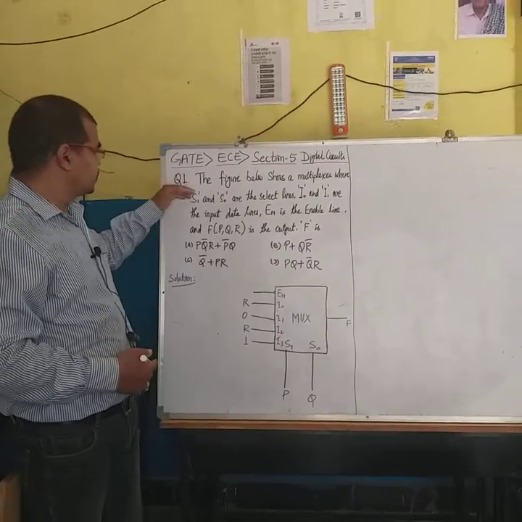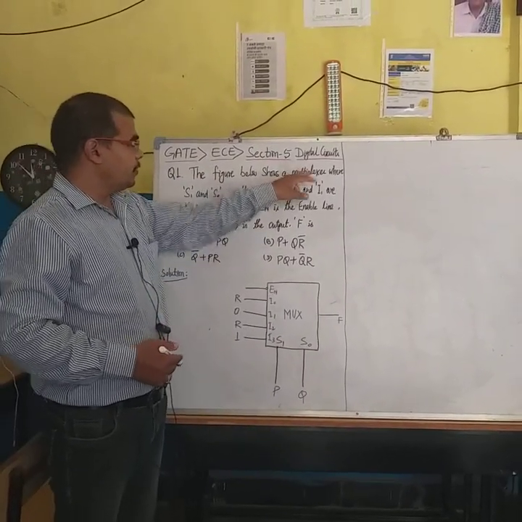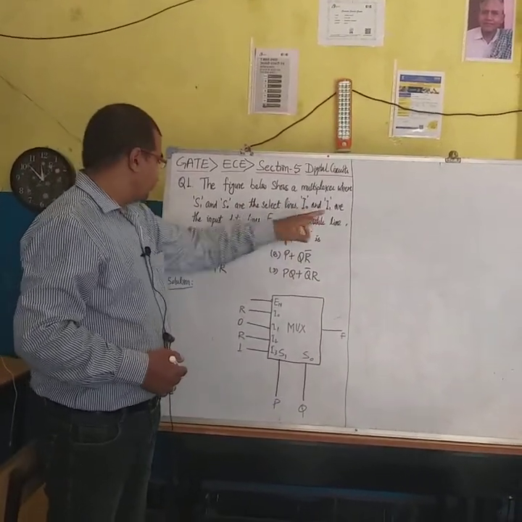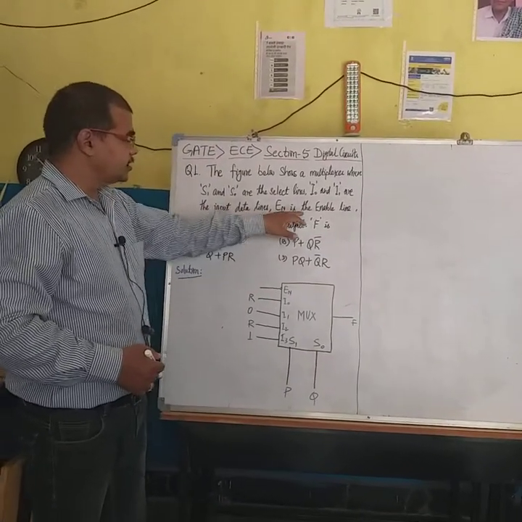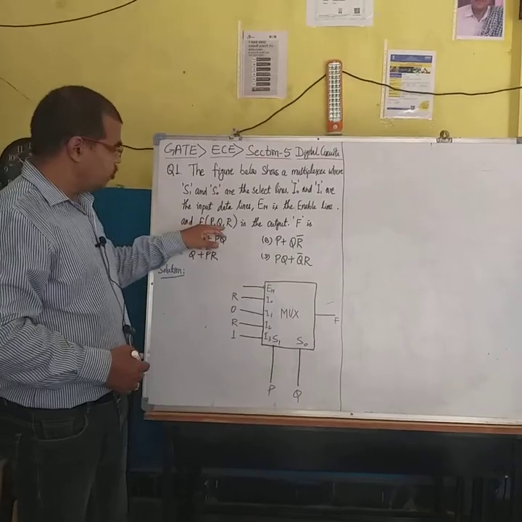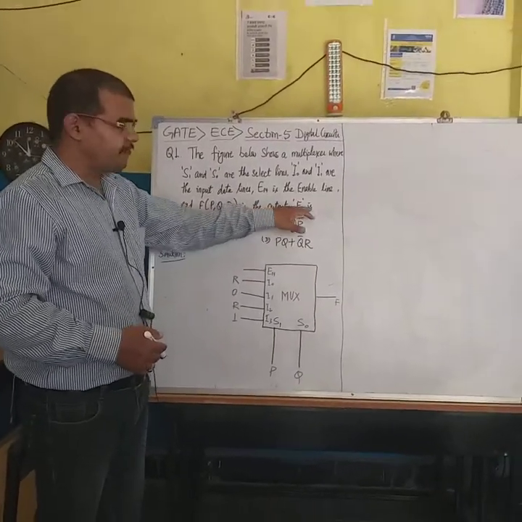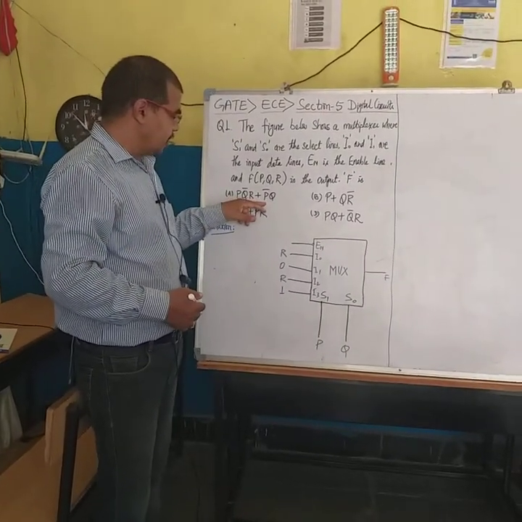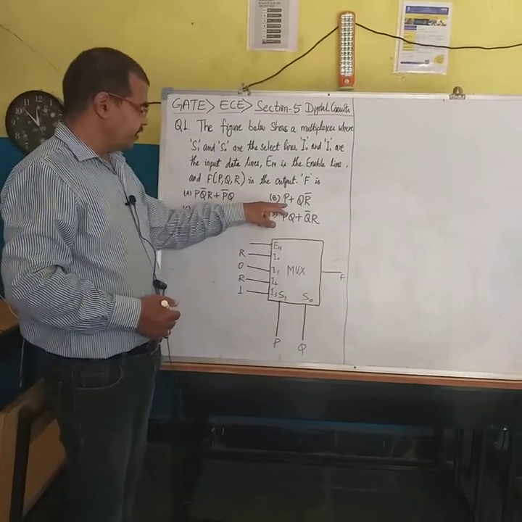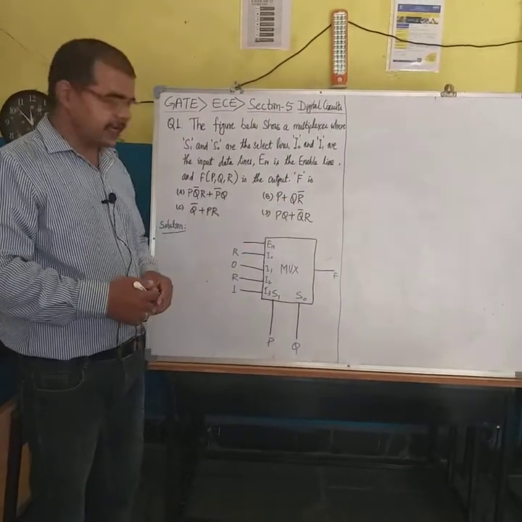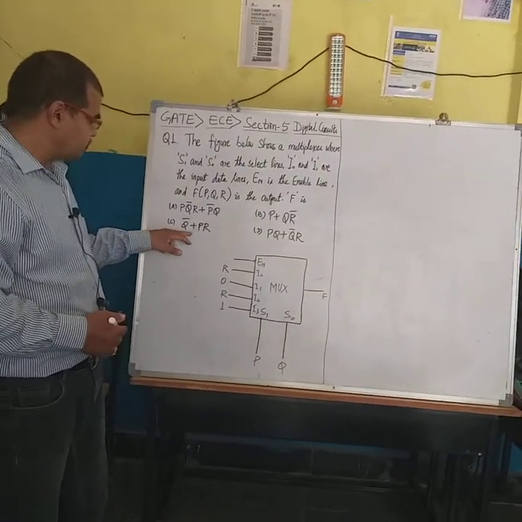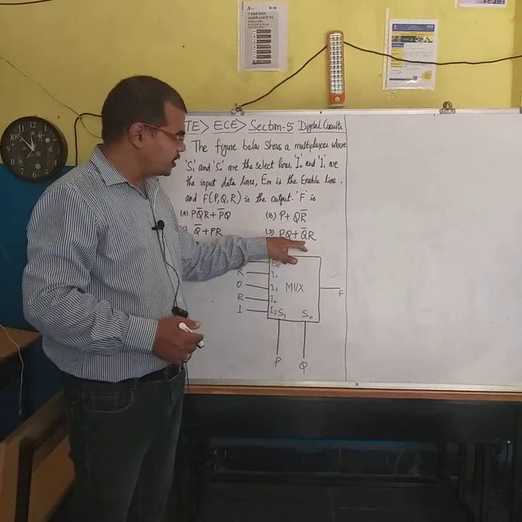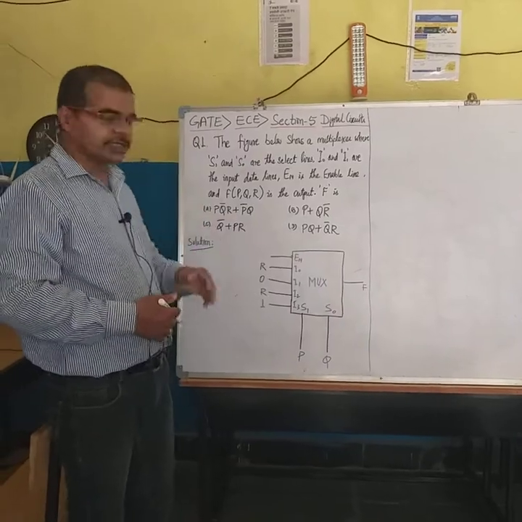2020. The question was: the figure below shows a multiplexer where S1 and S0 are the select lines, I0 and I1 are the input data lines, EN is the enable line, and F of PQR is the output. F is, the different options are: P Q dash R plus P dash Q; second one, P plus Q R dash; third one, Q dash plus PQ PR; and fourth one is PQ plus Q dash R. So these are the four options that we were having.